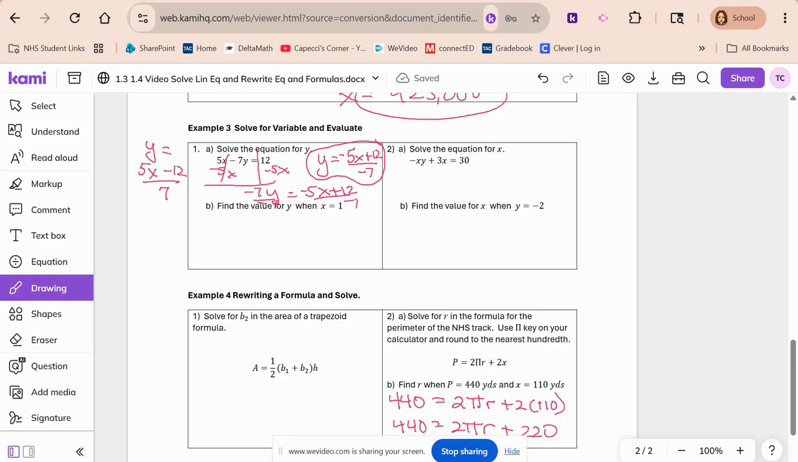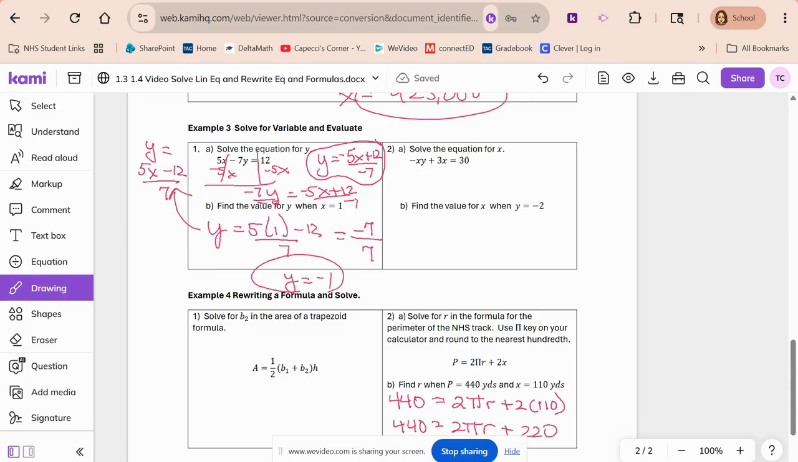Now, for the next part, it says find the value for y when x is equal to 1. So I'm going to take this here, and everywhere I see an x, I'm going to put a 1, all over 7. So that ends up giving me 5 minus 12, which is negative 7, over positive 7 on the bottom. So y is equal to negative 1.